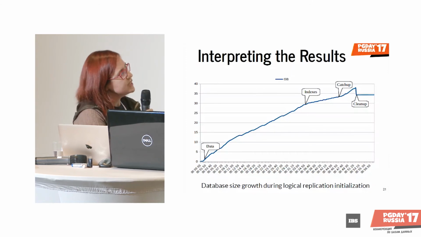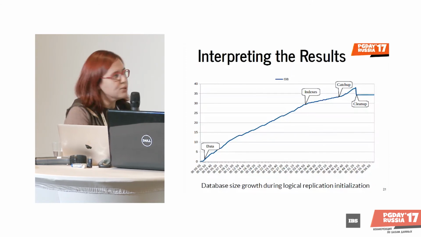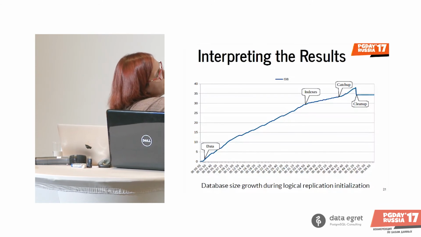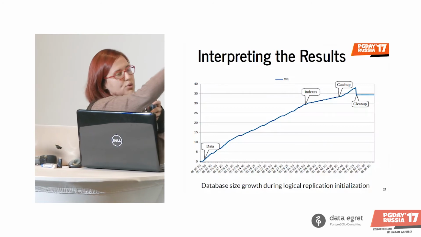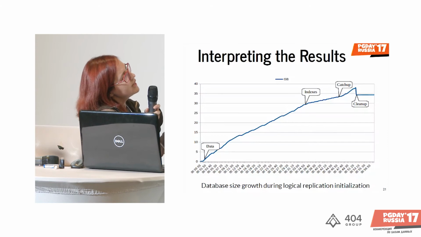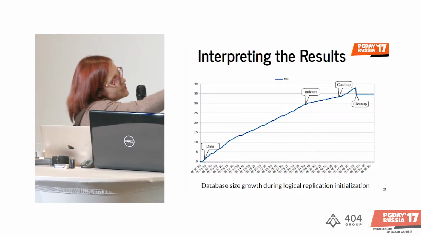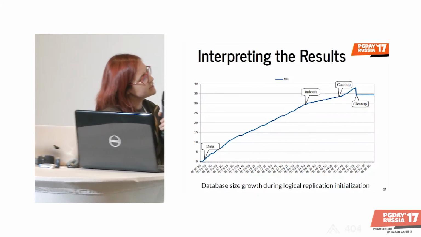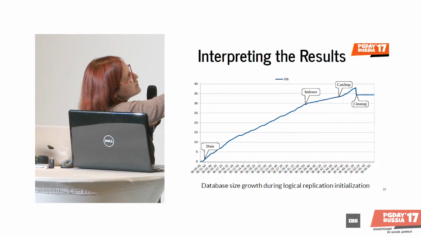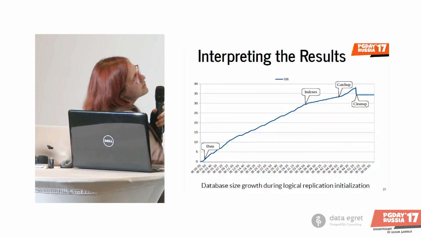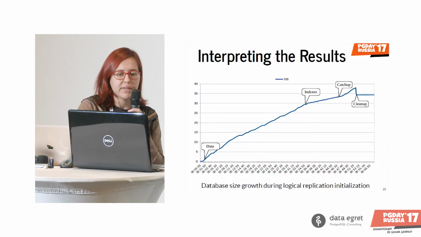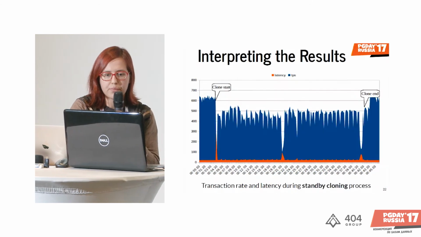And here you see once you start the initial data copy, it's growing and growing and growing. Once we come to the indexes, it's not that steep a growth, and then it gets up to the changes, and then something happens, and database size is almost the same. It was 2730 at the beginning. It's a bit more, but it happens. So this is the logical replication initialization part.